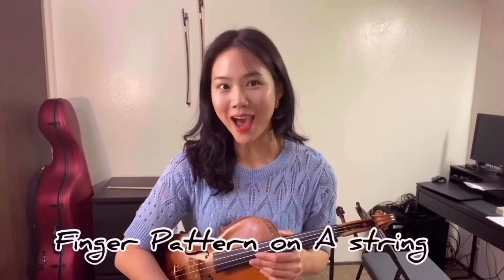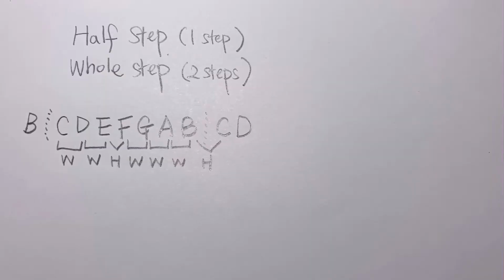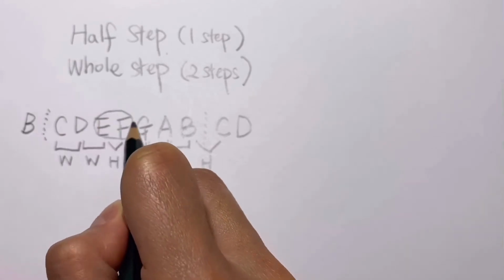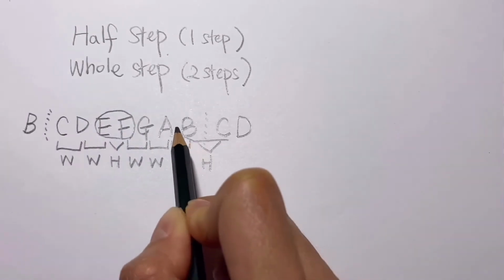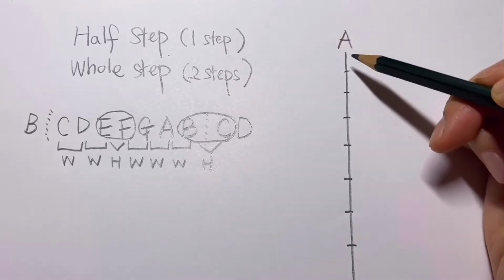So I'm gonna explain how we can get the finger pattern on A string. So here's the notes C, D, E, F, G, A, B, and we've talked about the half step and whole step. Half step 1 step, whole step 2 steps. And E, F, B, C are half step. Anything else is whole step. Now let's see the notes on A string.